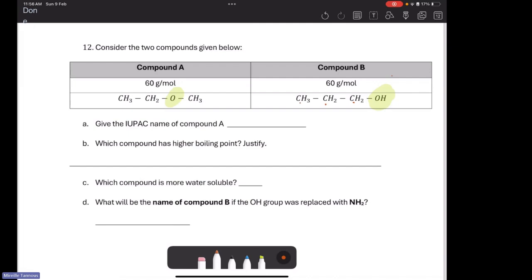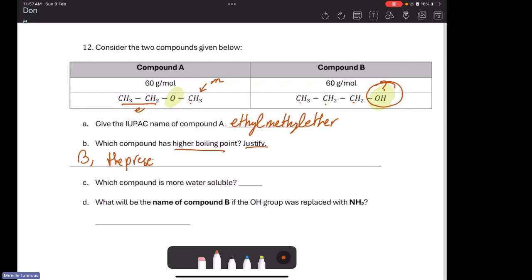They both have the same number of carbons. So the name of A is, this side is methyl and this side is ethyl, M and E. E comes first alphabetically, so ethyl methyl ether. If they said name compound B, it is 1-propanol. I have to say where is the all, maybe here. So it is 1-propanol. Which one has a higher boiling point? The one with the OH group. So compound B. Justify the presence of OH group in it.